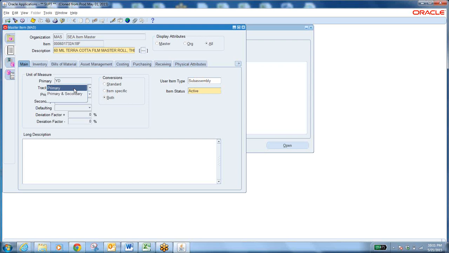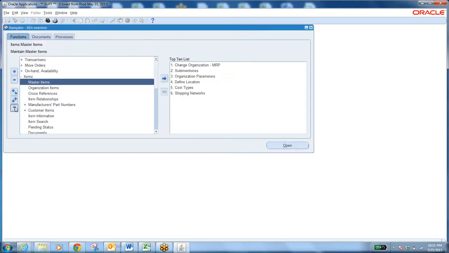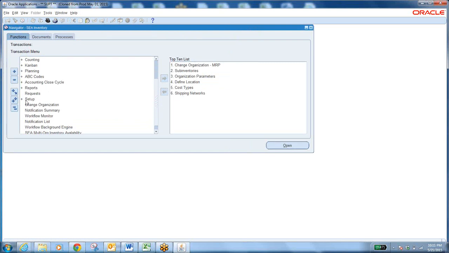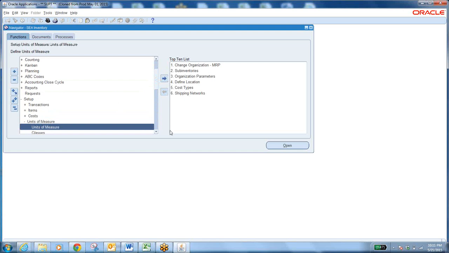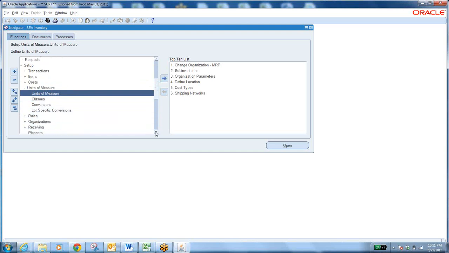And after that, if you take any unit of measure, if it is yard or meter or millimeter, gram, kilo or whatever it may be. So let us take this item. Now let us go to unit of measure setup. I want to show you unit of measure because it's the basic concept you should know. Unit of measure is having concepts like unit of measure, classes and conversions, lot specific conversions.